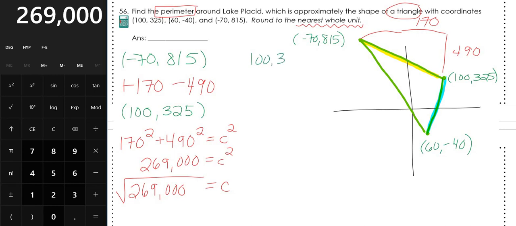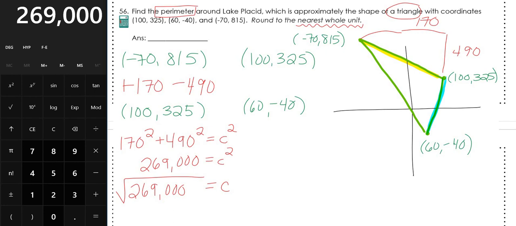100, 325 and 60, negative 40. Now remember, the only reason this is a little bit difficult is because you have to use more conceptual understanding to figure out the length of A and B in order to use your Pythagorean theorem to get the lengths. Otherwise, if these were easy numbers, we could graph it, count the boxes, and find the perimeter pretty easy. But because these are such big numbers, that's why it makes it a little tricky.